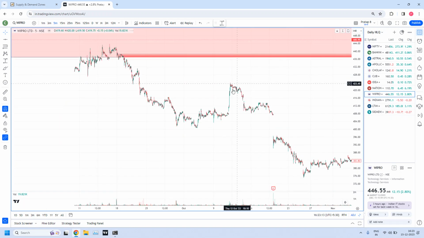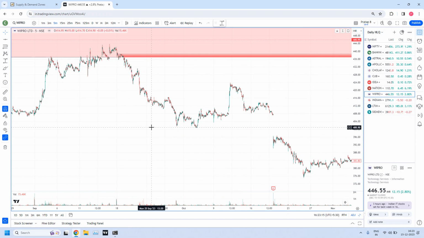5 minutes, there are two reasons why we always go to 5 minutes. Always remember, why we go to 5 minutes, there are two important reasons. Reason number one, to minimize the risk. And reason number two, to identify the price structure in 5 minutes.